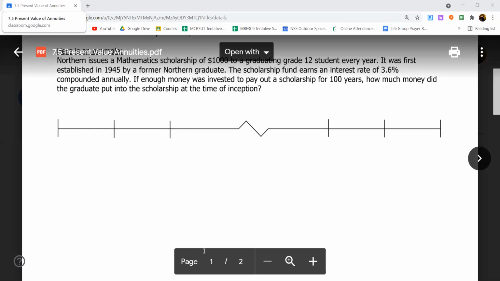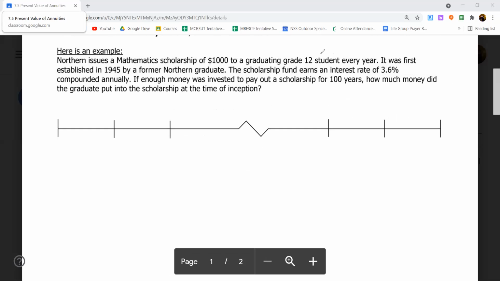Okay, so this is a true thing. Northern issues a math scholarship of $1,000. It was first established in 1945 by a former Northern graduate. I believe he became an engineer or something like that, became successful, and wanted to do something for future graduates in that school. The scholarship fund, this is something I made up, earns an interest of 3.6% compounded annually. If there was enough money to invest to pay out a scholarship for 100 years into the future from 1945, how much money did that graduate put in at the time of inception?